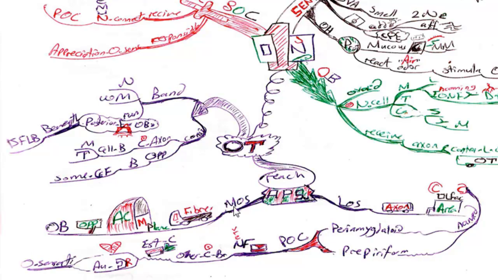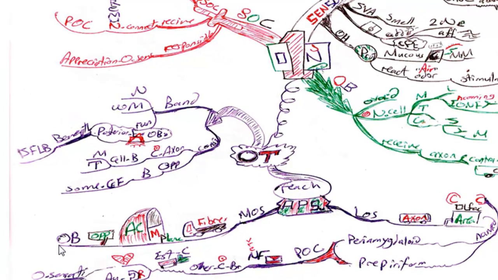Then when we talk about the medial olfactory stria, it carries the fibers through the midline, through the anterior commissure, to the opposite olfactory bulb. So the medial olfactory stria carries the fibers through the midline on the anterior commissure to the opposite olfactory bulb.